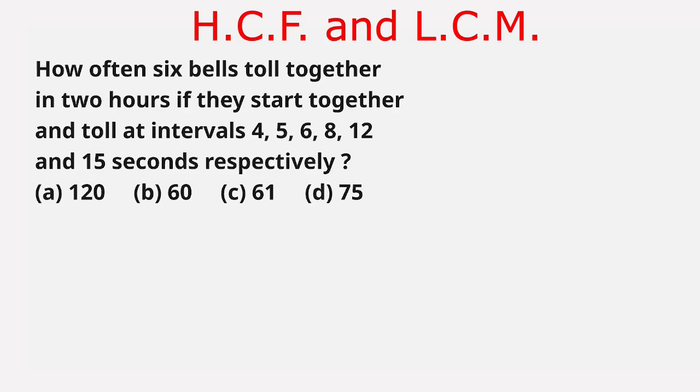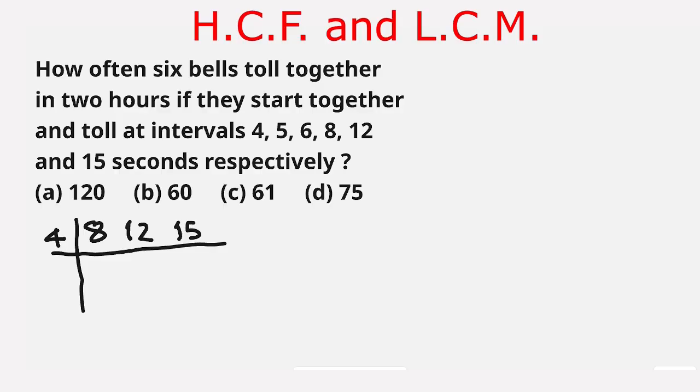We have to find the LCM of 4, 5, 6, 8, 12 and 15. On observing these numbers, 4 is already included in 8, 5 is already included in 15 and 6 is already included in 12. So we have just to find the LCM of 8, 12 and 15. That will be the LCM of all these numbers. So we write the numbers 8, 12 and 15 and we find the LCM by common division method.